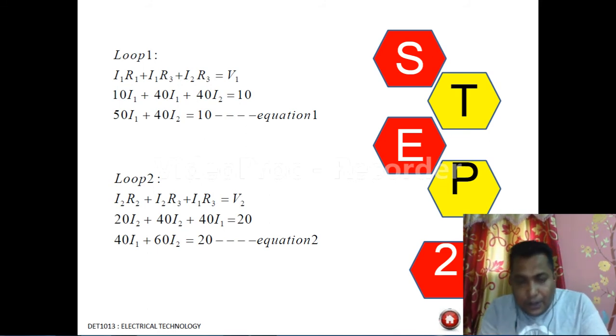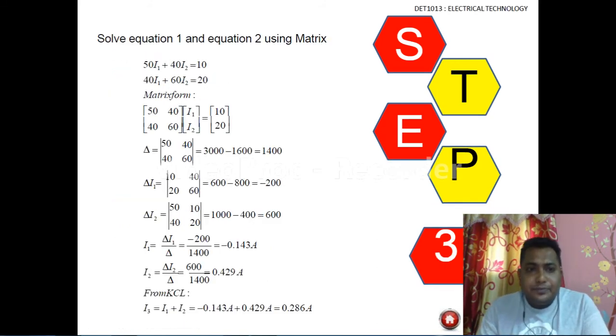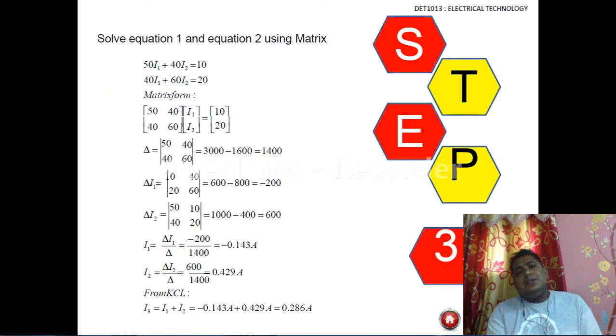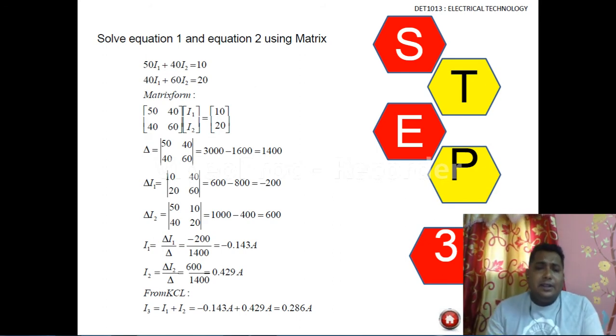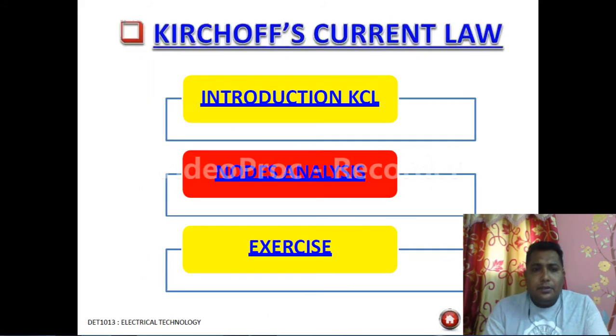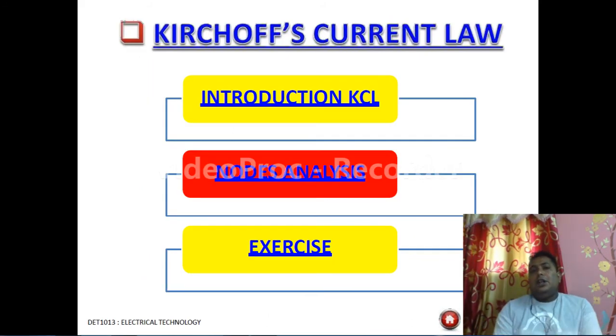So loop 1 equation is given, loop 2 equation is given, and using different mathematical techniques, algebraic rules or matrix rules, whatever you want, you can use to solve this problem, and after solving you can find out the result. Okay, so this is all about the KVL.